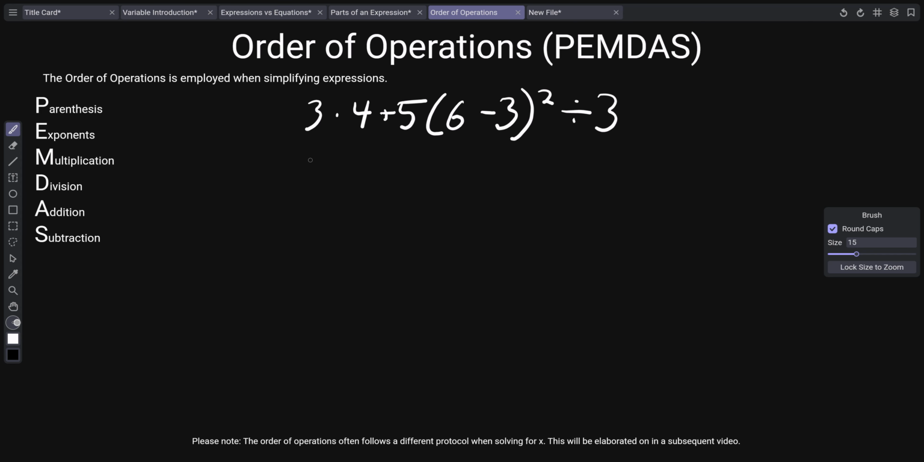So I'm going to rewrite a lot of this stuff down here, just so that we don't lose track of everything. Plus 5. We're not going to start by multiplying 3 and 4. We're certainly not going to add 4 and 5 together, because that would be a mistake. And we're not going to raise 3 or negative 3 to the second power either, because those are in parentheses. So the parentheses need to be dealt with first. And that's going to simplify to a positive 3.